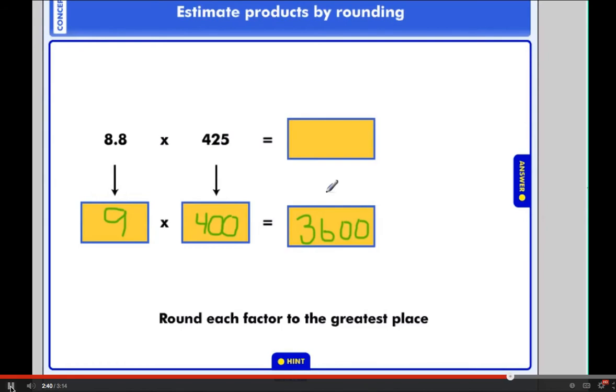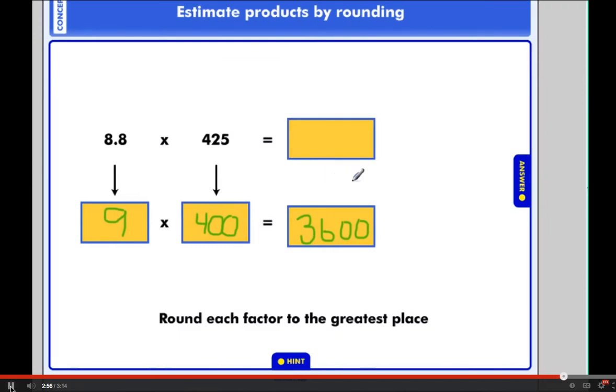And if you take your calculator, or if you write it down on paper and find the real solution to this problem, you will see that the answer does end up 3,000 something. And that's how you make a magnitude estimate.